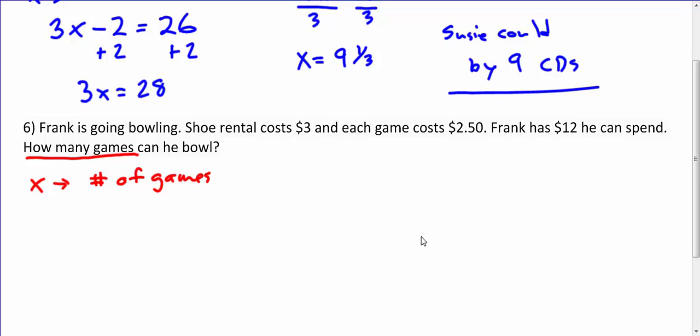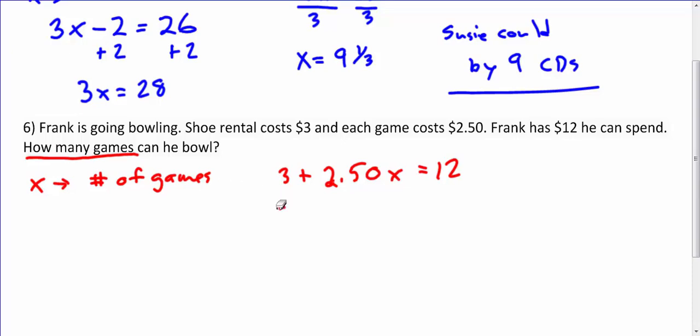And we have to then look at this scenario, and we know shoe rental is $3, so he's going to have to pay that regardless. Plus, he's going to pay $2.50 per number of games, and at most he can spend $12. So now our job is to go ahead and solve this equation for x.